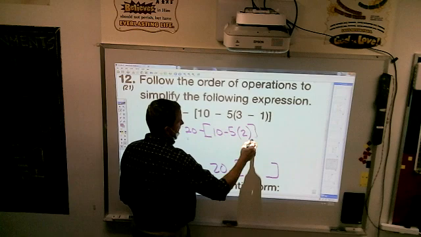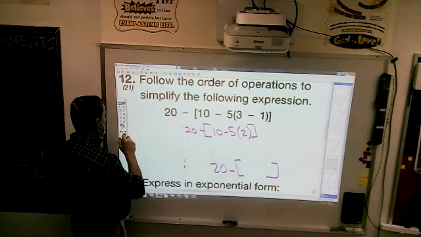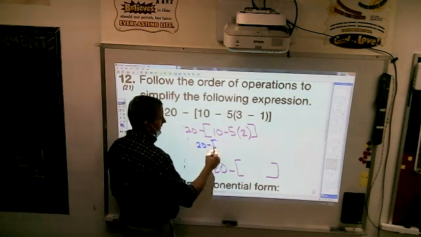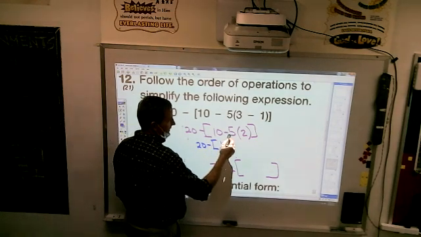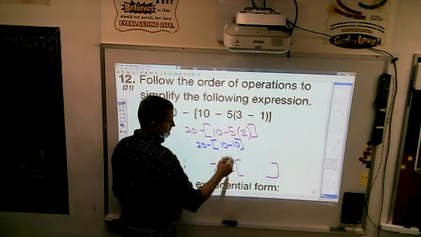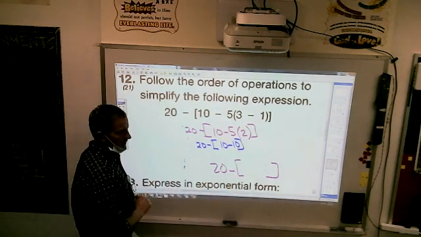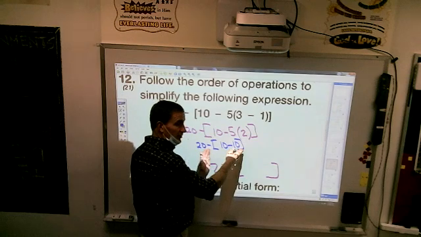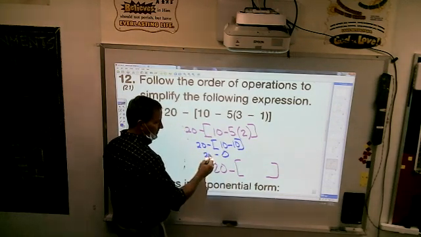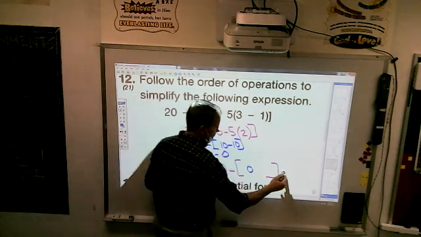Yeah. Now the next thing I'd have to do is the multiplication inside the grouping symbols. So I still have my 20 minus my bracket here. 10 minus, what's 5 times 2? 10. Then I'd have to do my subtracting inside the bracket. What is 10 minus 10? 0. And 20 minus 0, every time I've done it, would be 20.